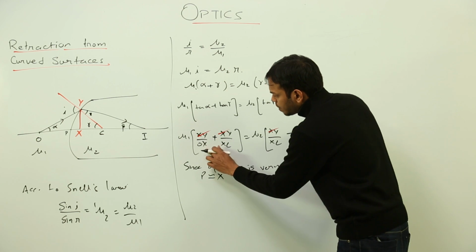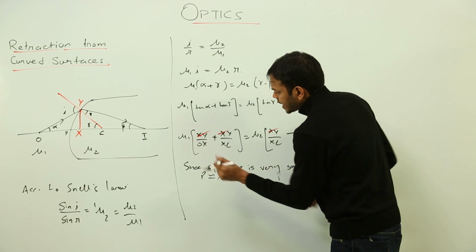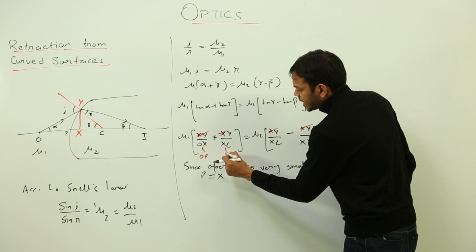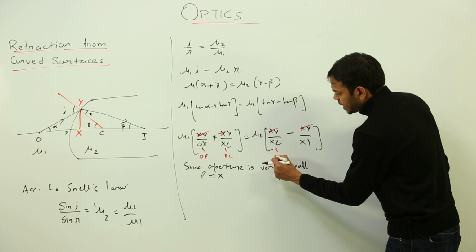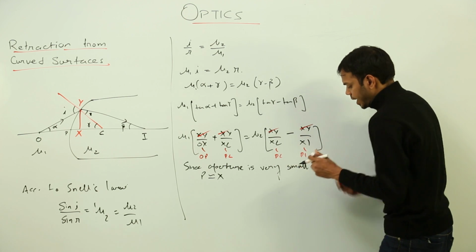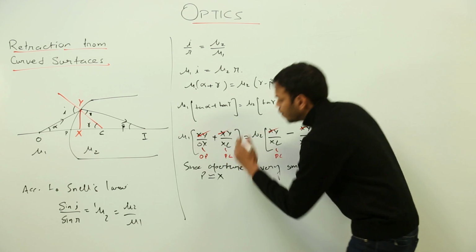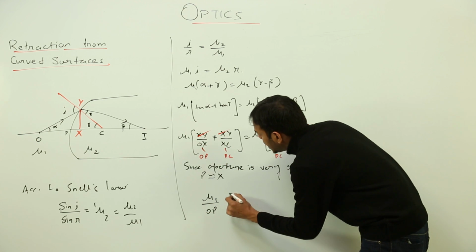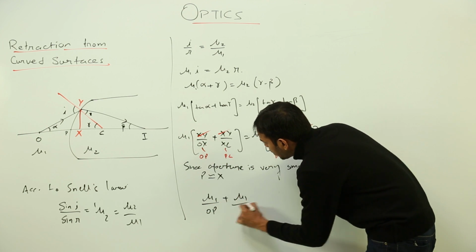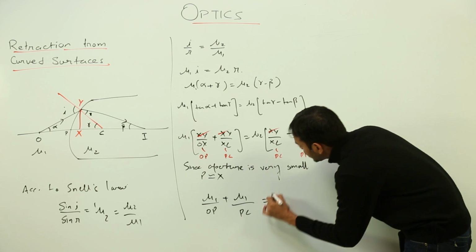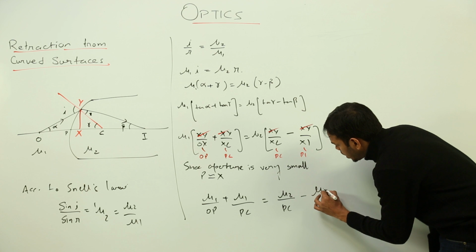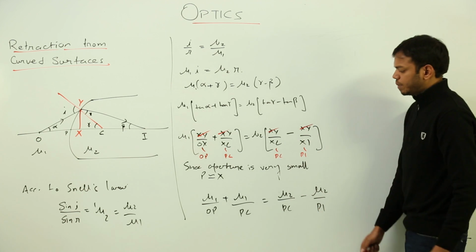So this OX can be written as OP, XC can be written as PC, and XI can be written as PI. So replacing the values, mu1 upon OP plus mu1 upon PC is equal to mu2 upon PC minus mu2 upon PI, right? This much is done.